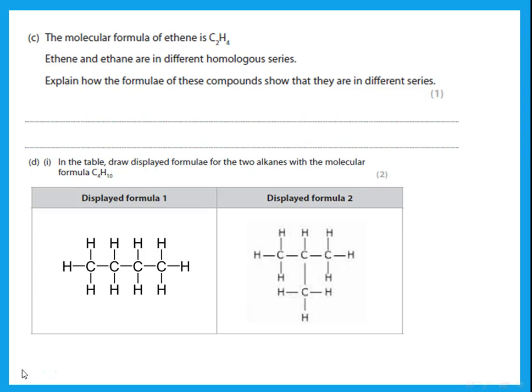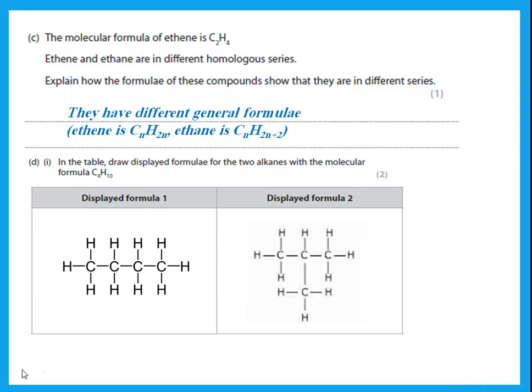Explain how the formula of these compounds show that they are in different series. So if I say that ethene is C2H4, ethane would have a different what? It will have a different general formula because ethene, the general formula is CnH2n, while ethane, that's an alkane, the general formula is CnH2n plus 2. So from their formula, the fact that ethene, the hydrogen is twice the carbon, while the ethane, the hydrogen will be twice the carbon plus 2.